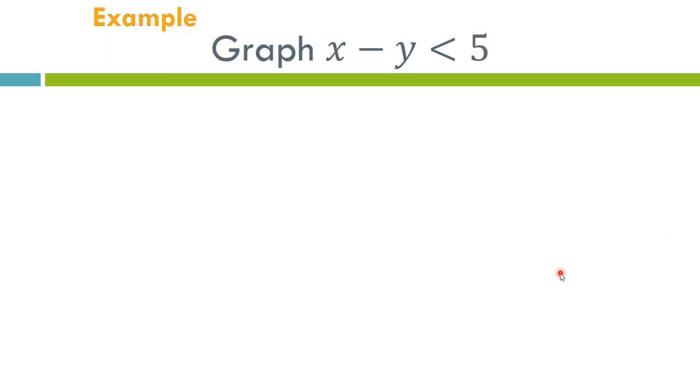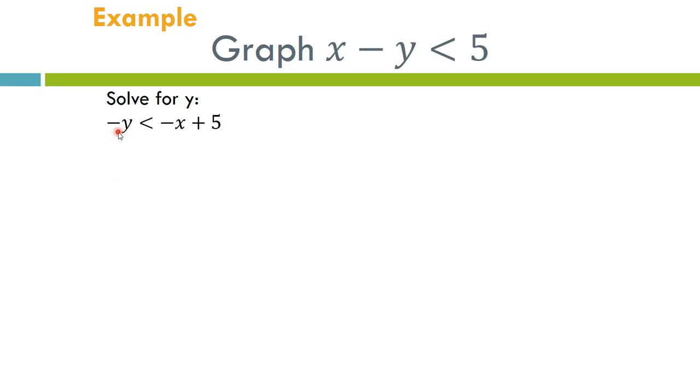All right, you guys, so previously we went through the procedure of how to graph linear inequalities. Now we are going to look at an example problem. So our problem here says graph x minus y is less than 5. So the first thing that we're going to do, we're going to solve for y.